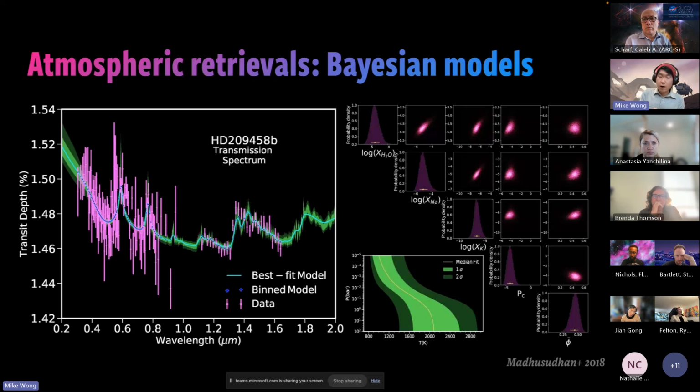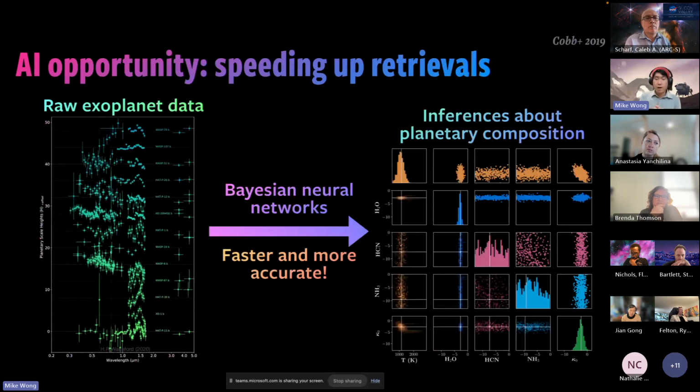And sometimes these retrieval algorithms will find a best fit model to the data that represents a completely unphysical atmosphere, or there will be tons and tons of degeneracies in terms of the actual optimal fit to the data. And because the parameter space for all of these different atmospheres is just so huge, these retrievals can be very, very slow to perform. So this presents an opportunity for AI.